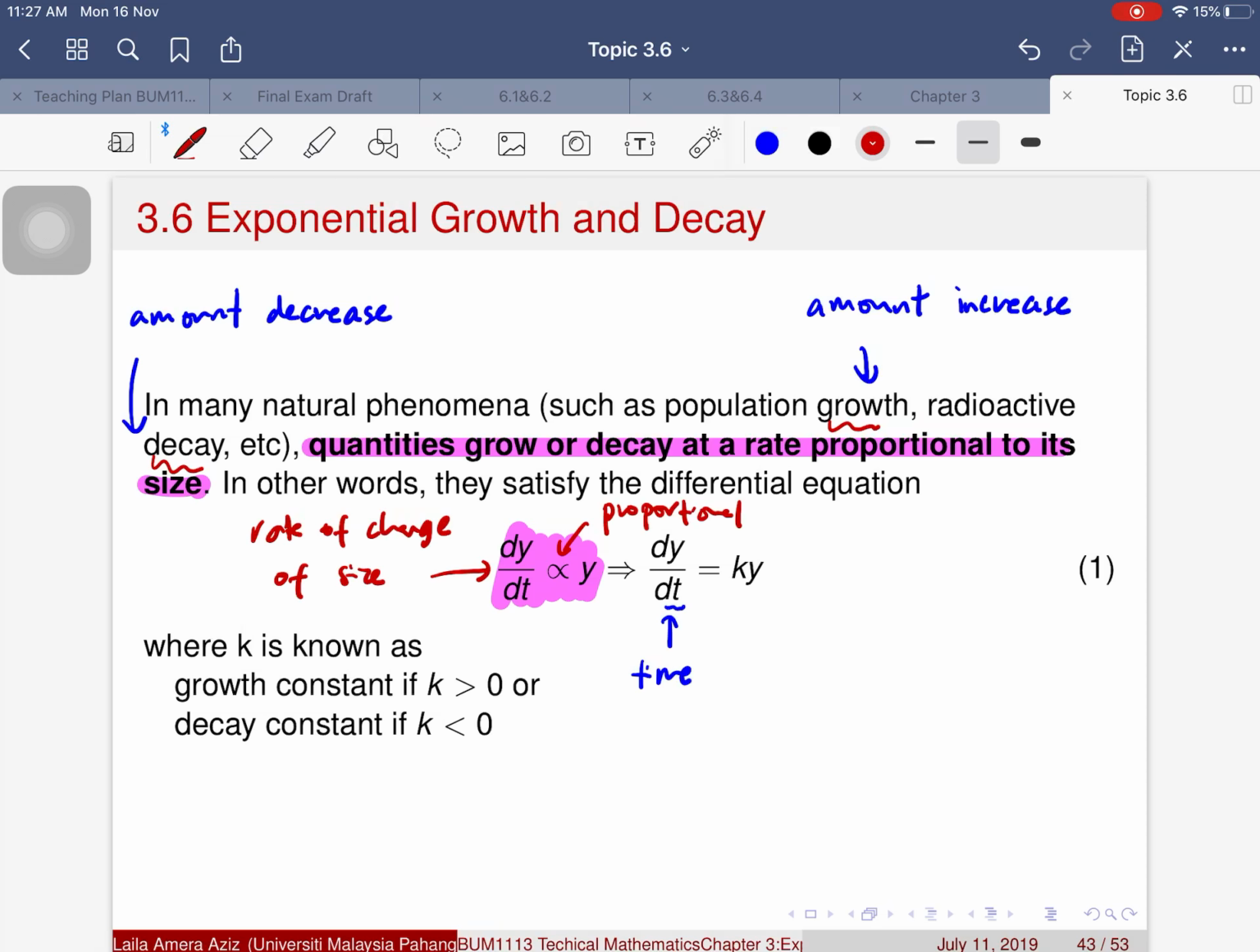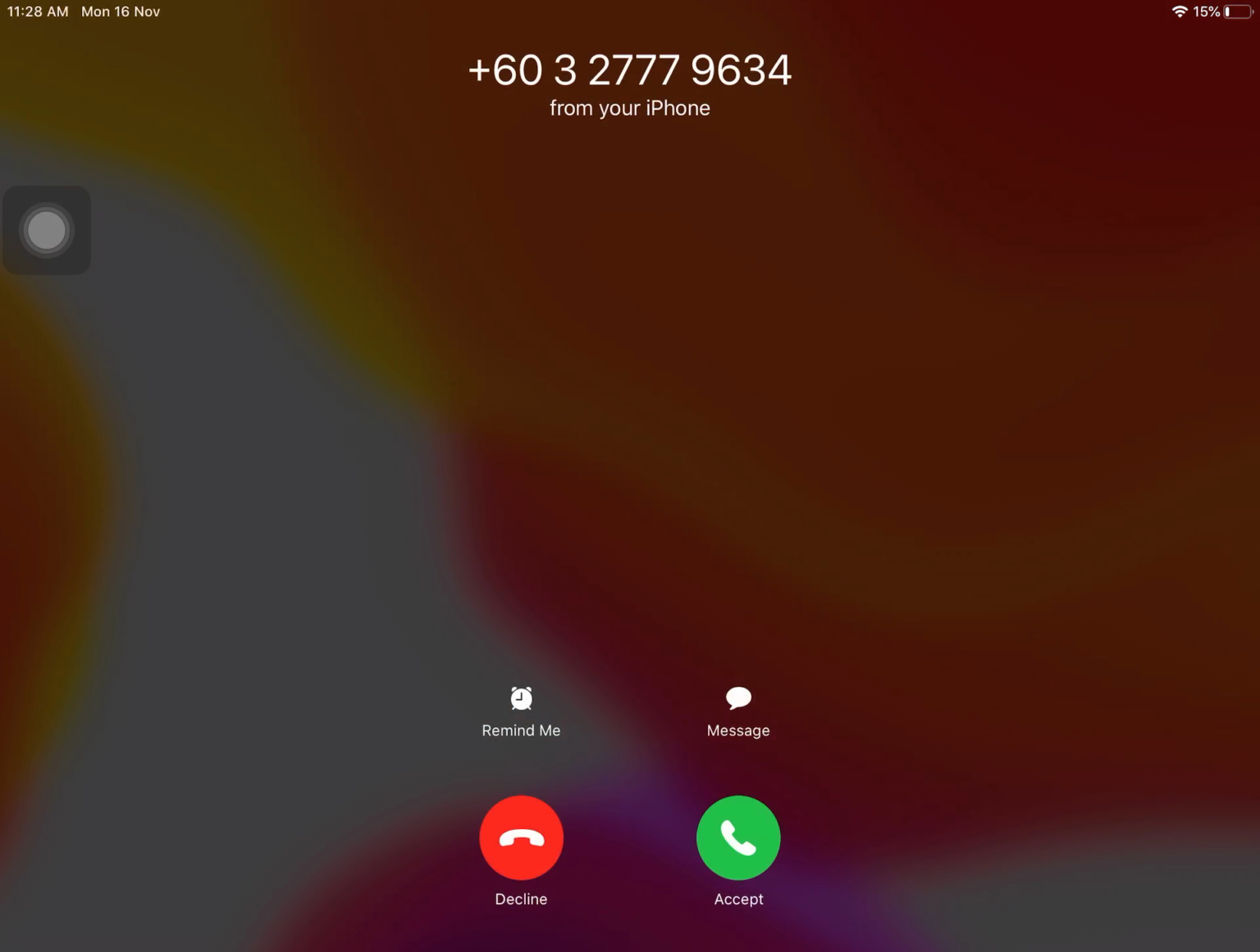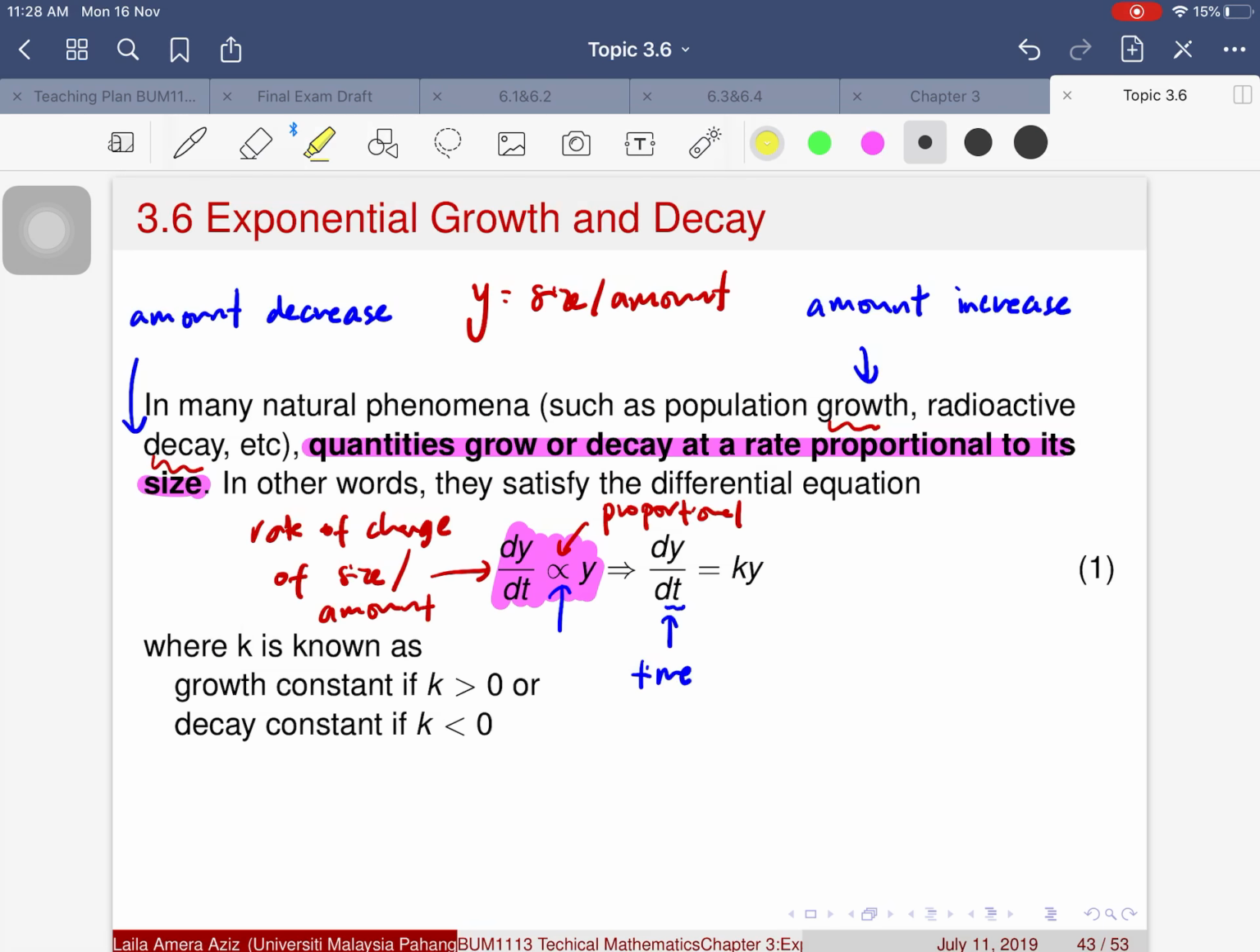Here, because it's going to be size or amount, we're going to declare y as being the size or amount of something. So that is going to be y. When we have dy over dt, it means the change of y over time. So what happens to y as time increases. And that is going to be proportional to y by itself. And of course, when we have a proportional symbol, which is what we have over here, we can replace that with an equal sign.